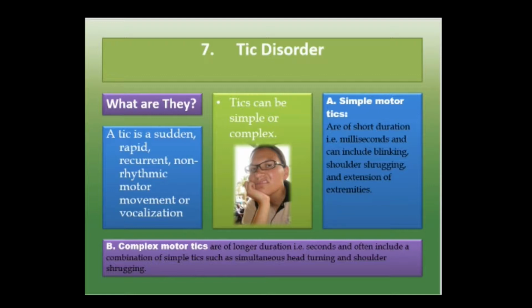And then we have the complex motor tics. The difference between simple and complex motor tics is the duration. Complex motor tics are of a longer duration. Instead of milliseconds, which we saw in the simple tics, now we are talking of seconds. And usually, complex tics include a combination of those simple tics. For example, there will be simultaneous turning of your head and shrugging of your shoulders, maybe concurrently at the same time. So two major categories: simple, very short duration, and complex, a longer duration.